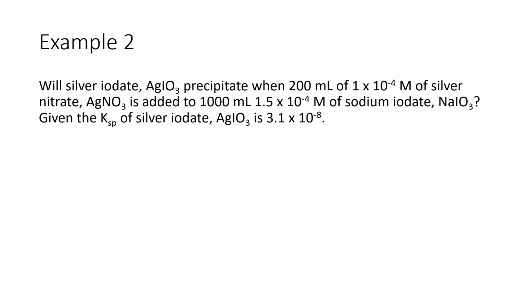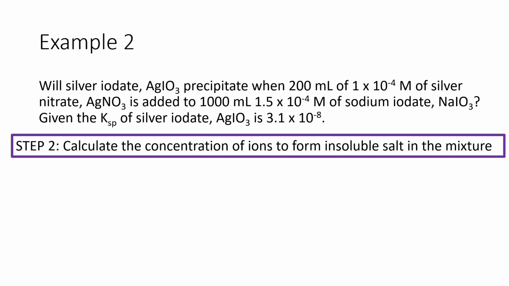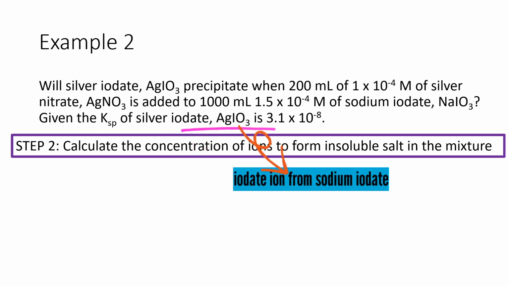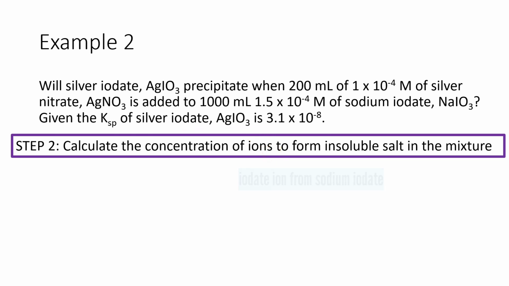In order to calculate the reaction quotient value, we need to calculate the concentrations of the ions involved in insoluble salt formation in the reaction mixture. In this question, the insoluble salt is silver iodate. Hence, the ions involved in forming the silver iodate salt are the silver ion coming from silver nitrate solution and also the iodate ion coming from sodium iodate.